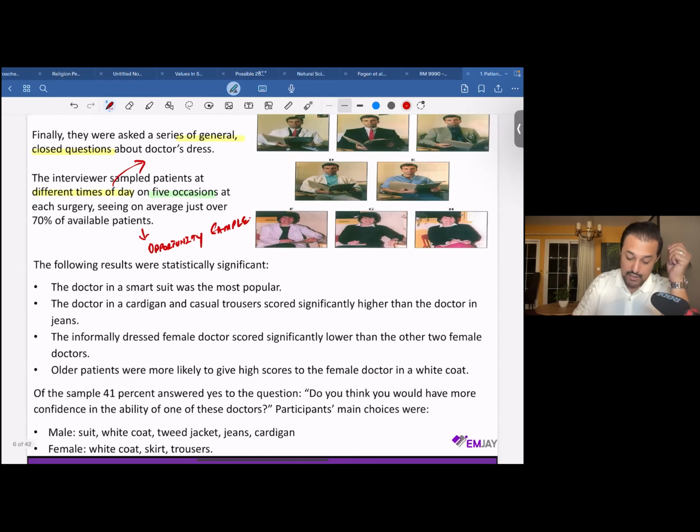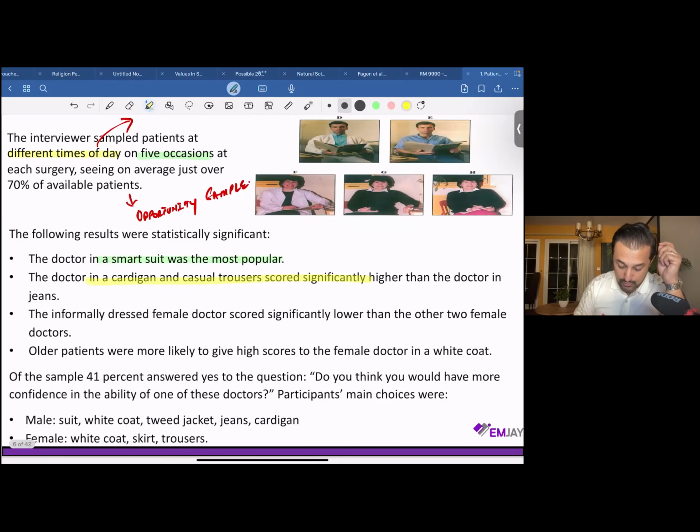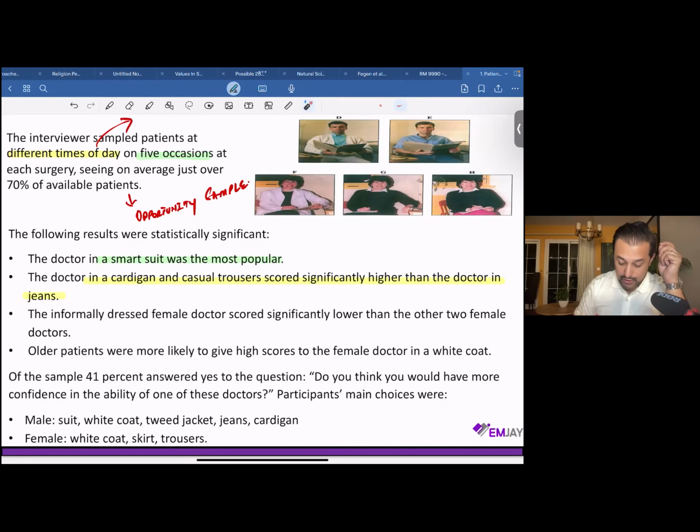Having a look at this, the doctor in a smart suit was the most popular one. The doctor in a cardigan and casual trousers scored significantly higher than the doctor in jeans. So, what does this show? Patients preferred doctors in cardigans and casual trousers more than doctors who were seen to be wearing jeans, right?